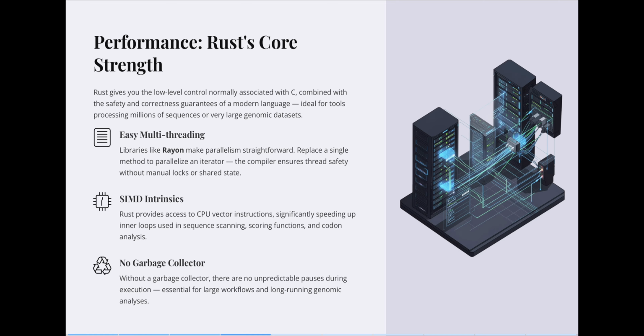Writing multi-threaded code in Rust is extremely straightforward because of libraries like Rayon, which makes parallelism easy to use. Instead of manually handling threads, locks, and shared state, Rayon allows you to parallelize a standard iterator by replacing a single method. Rust also provides access to SIMD intrinsics, which allow algorithms to take advantage of CPU vector instructions. Another point is the absence of a garbage collector. Since Rust doesn't rely on garbage collection, there are no unpredictable pauses during execution. The result is consistent and predictable performance.